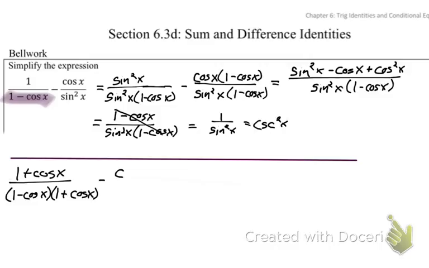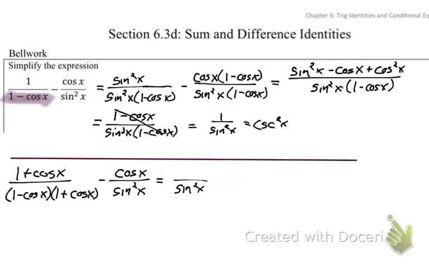I didn't do anything to the other fraction, so it's still cosine x over sine squared x. Well, the whole reason we do a conjugate is because it's a difference of squares. So that denominator right here is going to turn into 1 squared minus cosine squared, or 1 minus cosine squared, which by now we should immediately look at and say, hey, that's just equal to sine squared. So this 1 minus cosine times 1 plus cosine will turn into sine squared x.